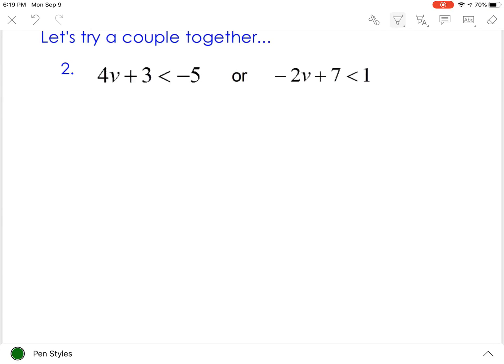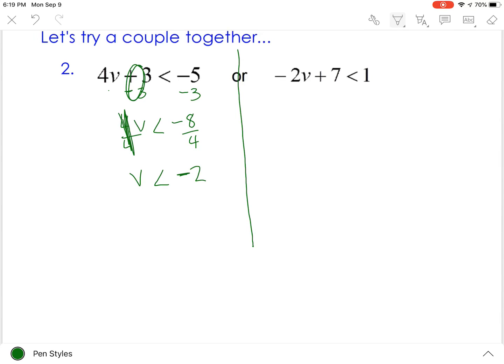Now would be a good time to pause and see if you can solve this for yourself. I'm going to draw my line. We have 4v plus 3 is less than -5. So I'm going to subtract 3 on both sides. Well, we end up with 4v is less than -8. The inverse of multiplying is to divide. So v is less than -8 divided by 4, which is -2. So that's the first half of our answer.